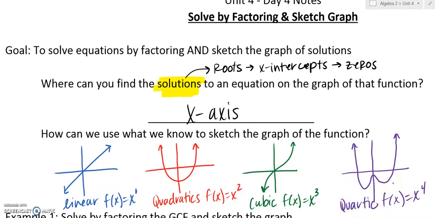So you'll see in a second I'll be referencing the degree. So linear has degree 1 because of that little exponent. Quadratics have degree 2 because of that exponent. Cubic is degree 3, and there's the shape. Quartic is degree 4, and then there's the shape. So just a little reference to that. There's other ways that we would know, but that's kind of a big one.